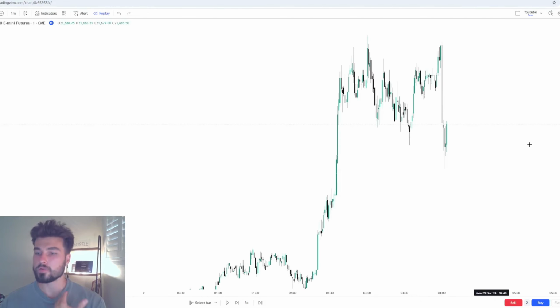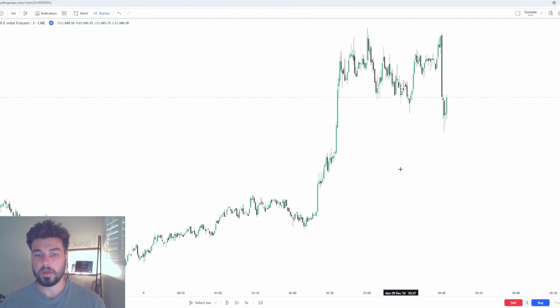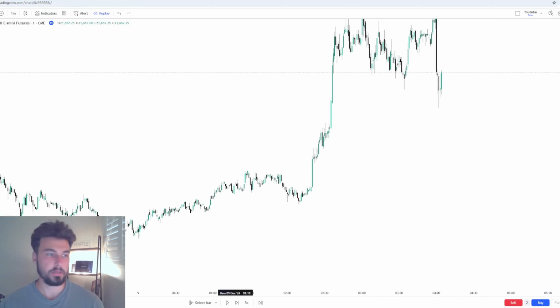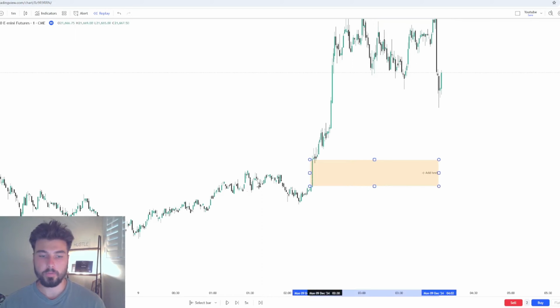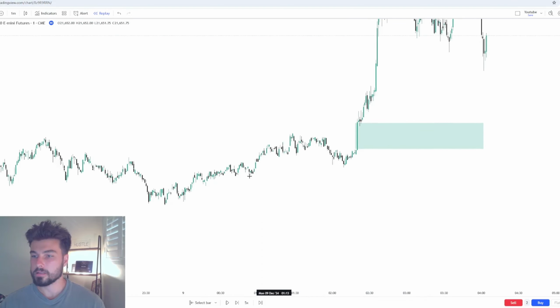Straight away, ask yourself, do we have any draws on liquidity below? And the answer is yes. We have an imbalance right here, which is a nice fair value gap. And we also have relative equal lows and low resistance liquidity. Like see these lows here and see all these lows, relative equal lows.